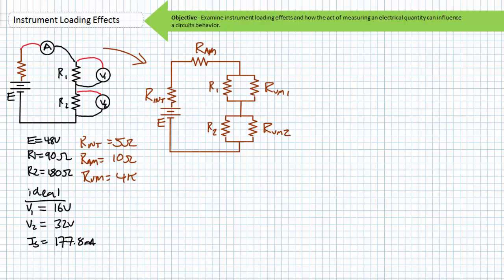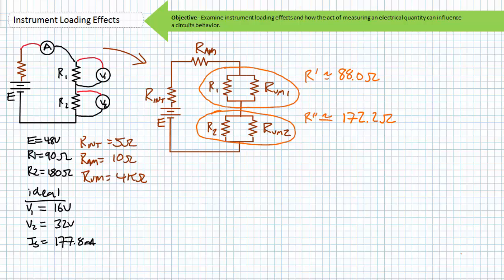Our first circuit incorporating the non-ideal instruments and sources can be visualized as such. Source current will flow through the internal resistance of the source, through the internal resistance of the ammeter, then split between R1 and voltmeter 1, rejoining, then splitting again between R2 and voltmeter 2. The 4 kiloohm voltmeter in parallel with the 90 ohm R1 makes this combination approximately 88 ohms. The parallel combination of the 180 ohm R2 and the 4 kiloohm voltmeter 2 makes this combination approximately 172.2 ohms.